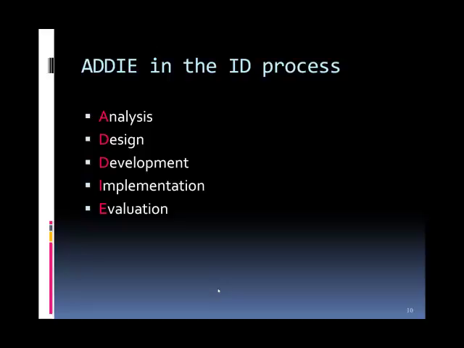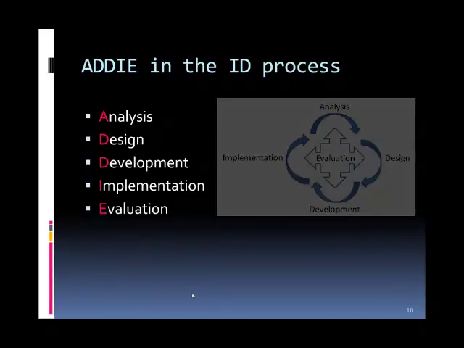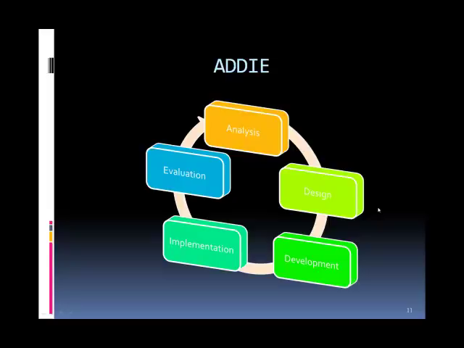The very famous instructional design process is referred to by the nice and friendly name ADDIE. And what that stands for is analysis, design, development, implementation, and evaluation. Here is a graphic representation of ADDIE. And to some extent you can determine that there's a kind of a flow that goes from the stages of analysis to design, to development, to implementation, and thus to evaluation.